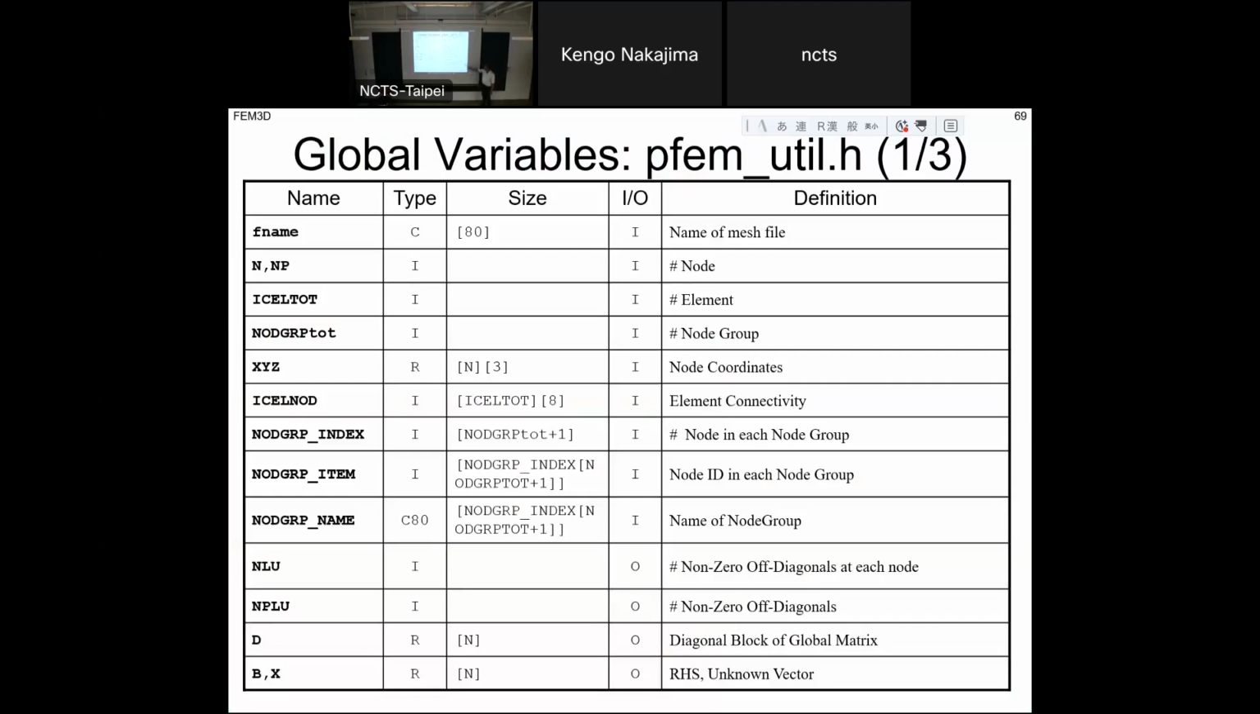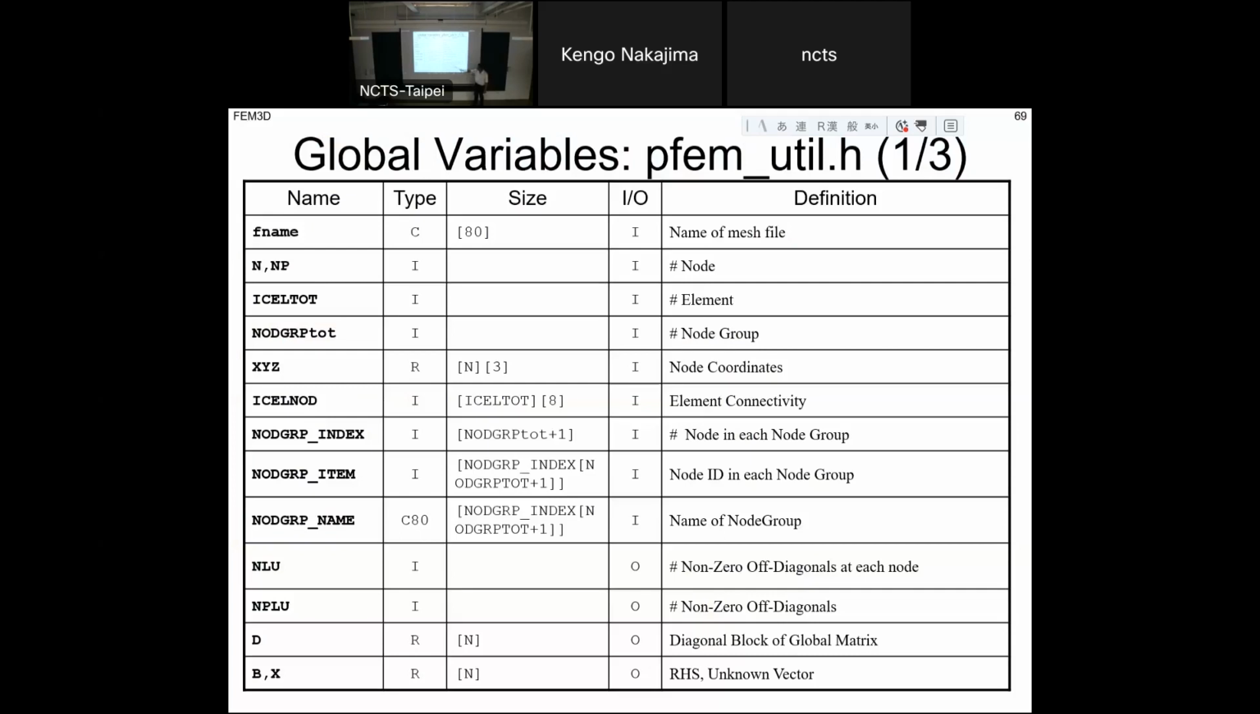And isl dot is the element number, and node group dot is the number of node groups. And XYZ is a 2D coordinate, 2D arrays. So it's the node coordinate. Okay, so we have the XYZ information. So isl node is the element connectivity, and you can see we have 8 nodes for each element. So that's why we have this type of structure.